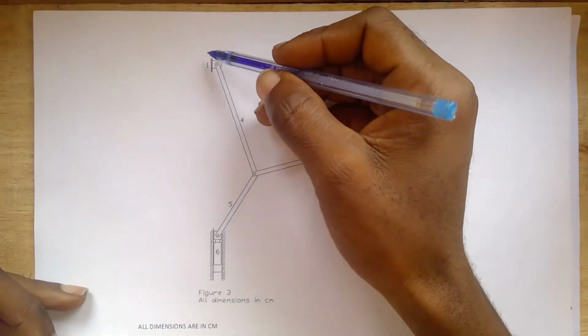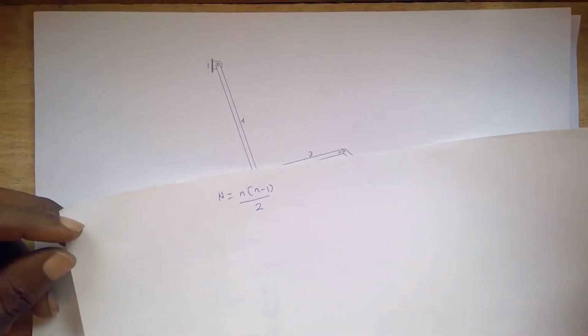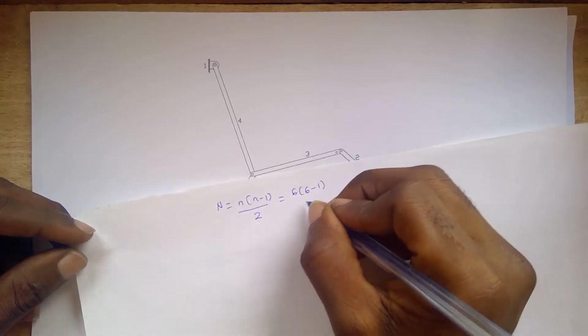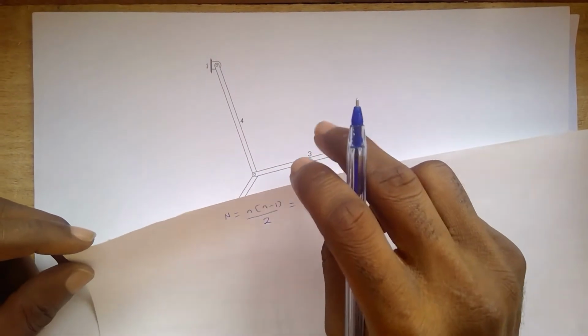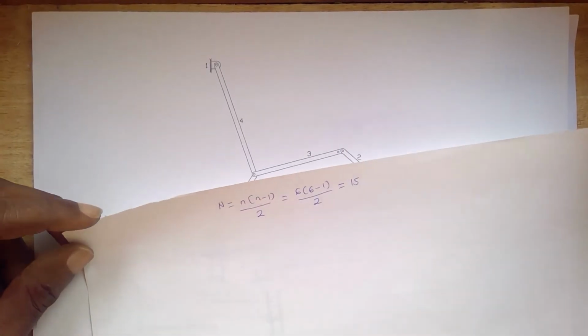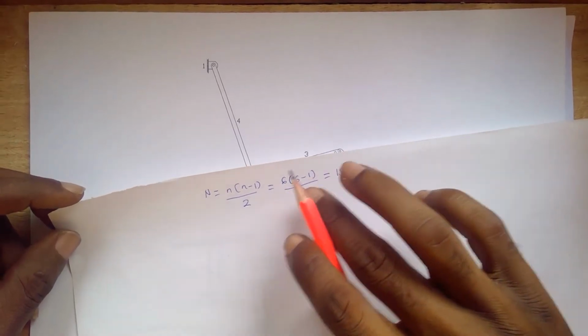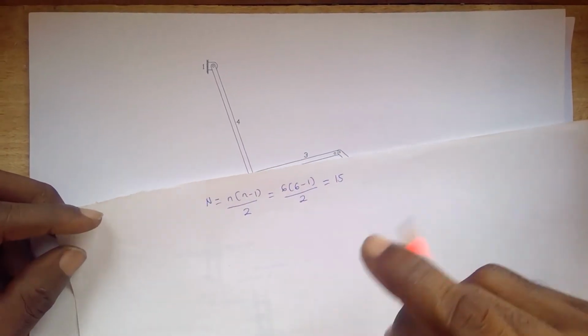You know that all the fixed links are counted as 1. Take note of that. So we are going to have 6(6 minus 1) over 2, and this will give us 15, which means we have 15 instance centers. Look at what you are going to do now. You are going to list all the 15 instance centers. Look at the method you are going to use.